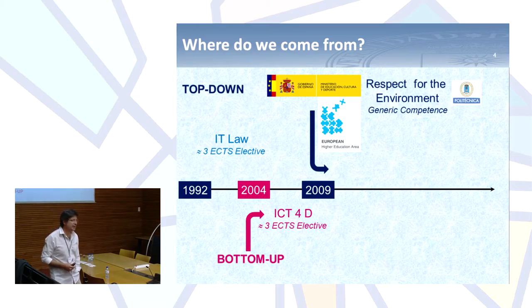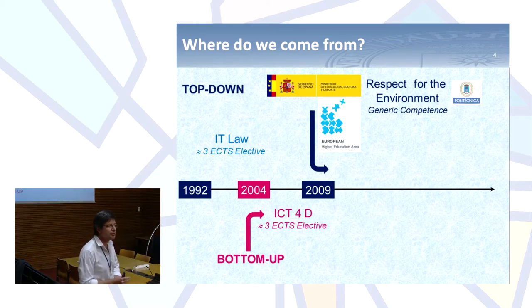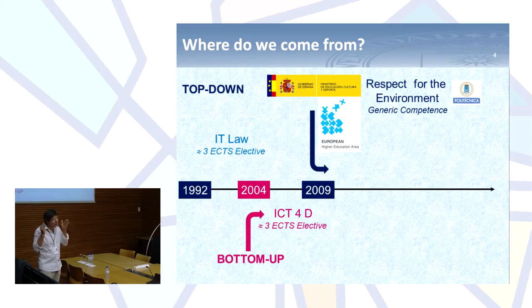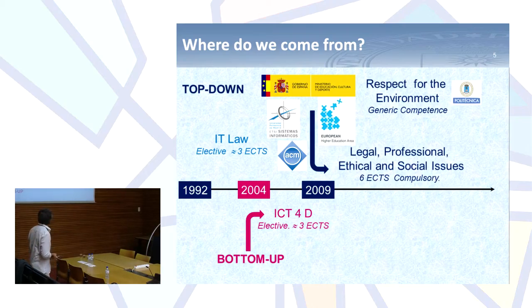Then with the European Higher Education Area and the new programs, we changed the programs, and our university introduced a generic competence, a soft skill competence, for every degree called respect for the environment, focused mainly on environmental issues. But in our school, a subject was introduced with more credits, six credits. It was compulsory for every student, with more contents: legal, professional, ethical, and social issues.